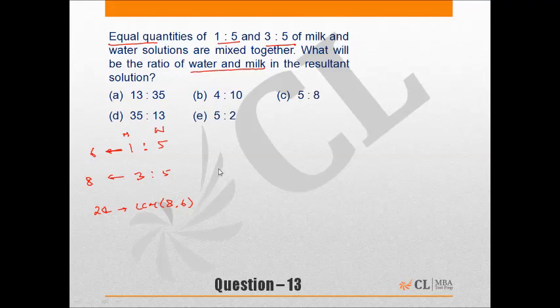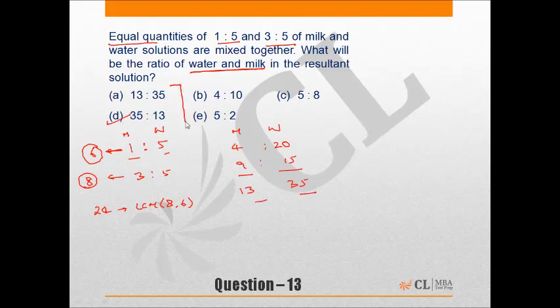So if the total quantity is 24 liters of each, so in the first one what will be milk and water? 24 means 6 into 4. So multiply both these with 4. So this is 4 into 1 is to 5, that is 4 is to 20. And this is 8, so we multiply with 3. So 9 is to 15. So what is the ratio of milk to water if equal quantities are mixed? 9 plus 4, 13. 13 is to 35. What will be the resultant ratio of water to milk? The question is about water to milk. Water to milk is 35 is to 13, choice D.